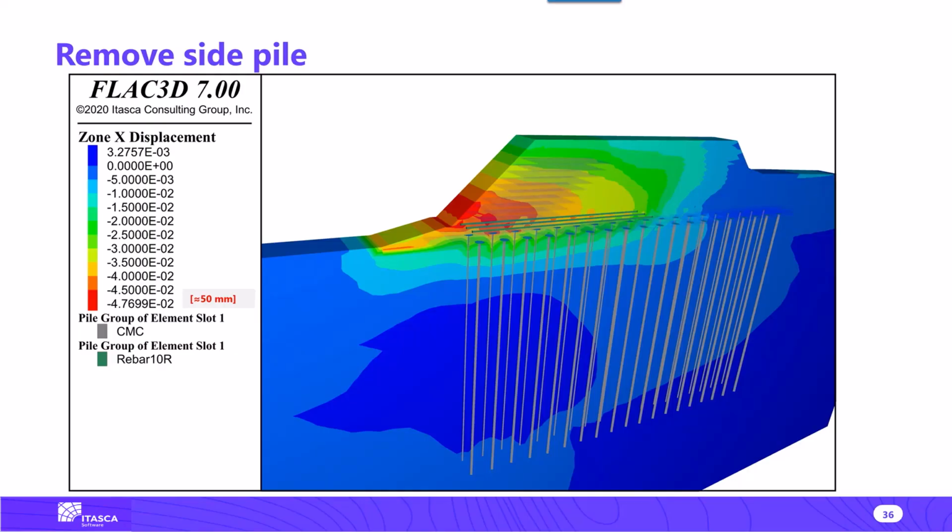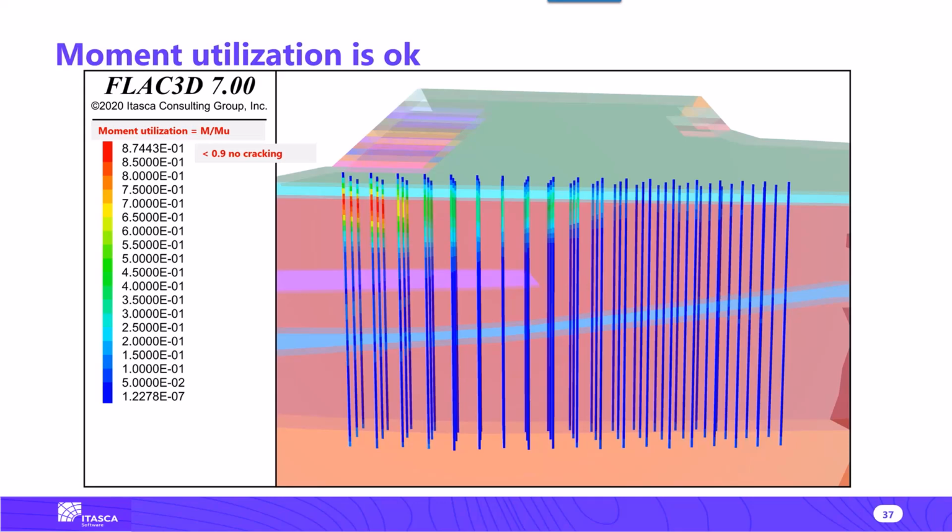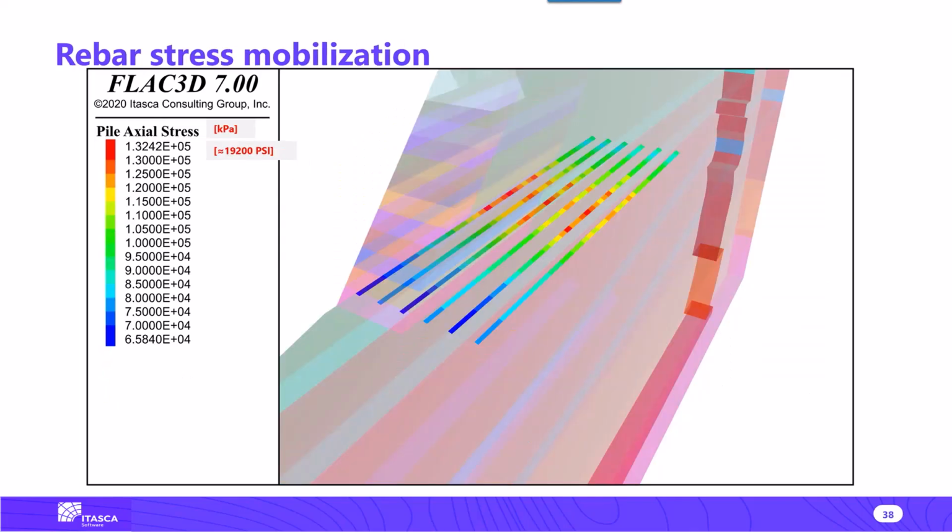And on top of that, the trade-off was to eliminate the side column underneath the berm, which was doing absolutely nothing, and substitute those columns with this rebar. Now the displacement is much, much less, in the order of 50 millimeters at the toe. And now we see that we don't have that bending failure anymore. The moment utilization stays below 0.9, which is fine. And this is the stress in the rebar.